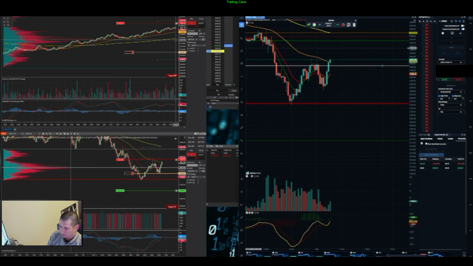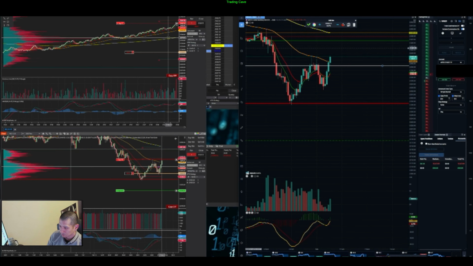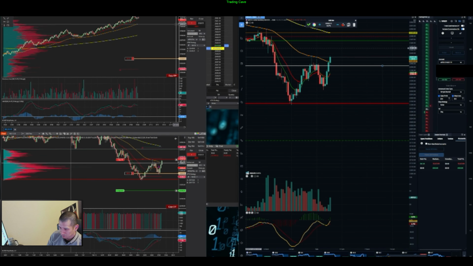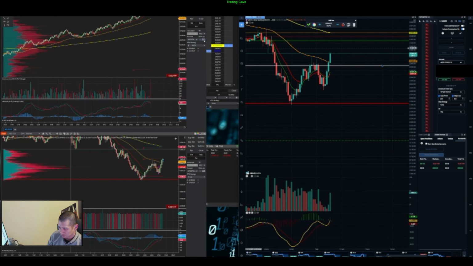Could see this 15-minute gap get run first. If we flip this 15-minute close above 450s on NQ, that's where I would just negate the downside and only look upside. Stop filled from there.